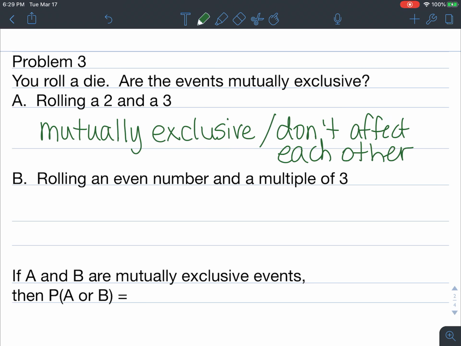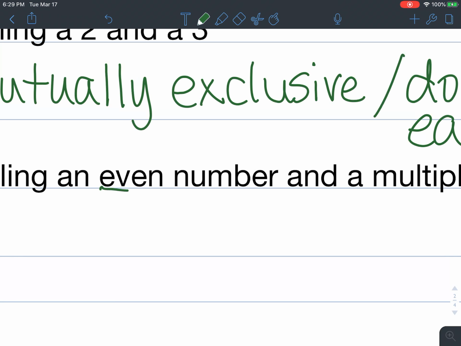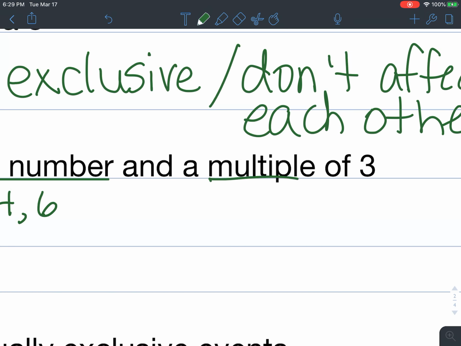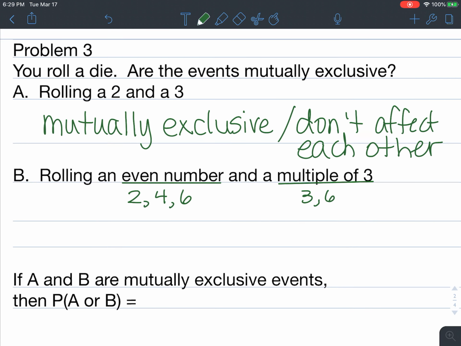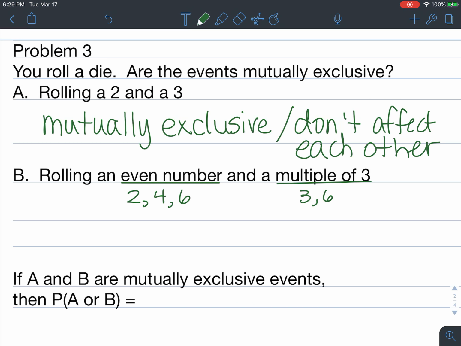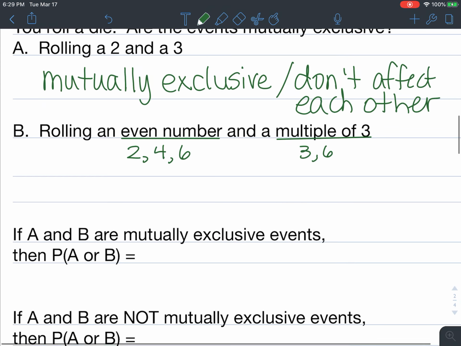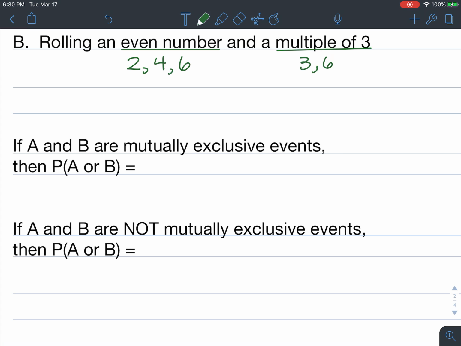But let's look at B. Rolling an even number and a multiple of 3. So are those mutually exclusive events? Well, what are the even numbers when you're rolling a die? 2, 4, 6. And what are the multiples of 3 when you're rolling a die? 3 or 6. Do you see how they both have the 6 in common? That means that these are not mutually exclusive events because the 6 appears in both sets. Or could you be an even number and be a multiple of 3 at the same time?